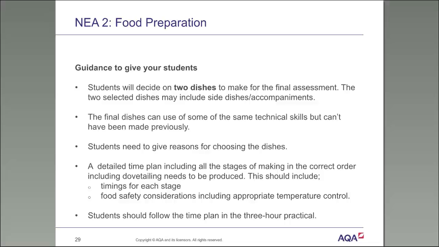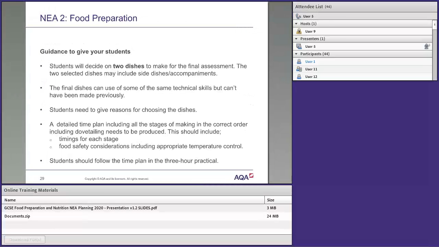Right, so just giving some guidance for this section to your students. If we go back to the PowerPoint, students will decide on 2 dishes to make for the final assessment. I know I keep stressing that, 2 dishes. And the 2 selected dishes may include side dishes and accompaniments. The final dishes can use some of the technical skills, but they can't have been made previously as a whole dish. They can use some of the skills that they've used in section B, but they can't make the complete dish that they made in section B in section D. It needs to be changed.